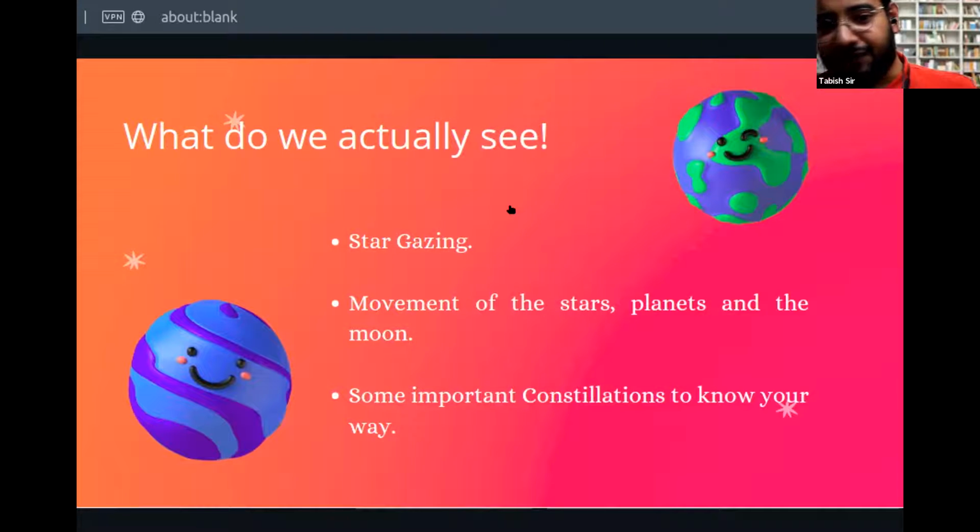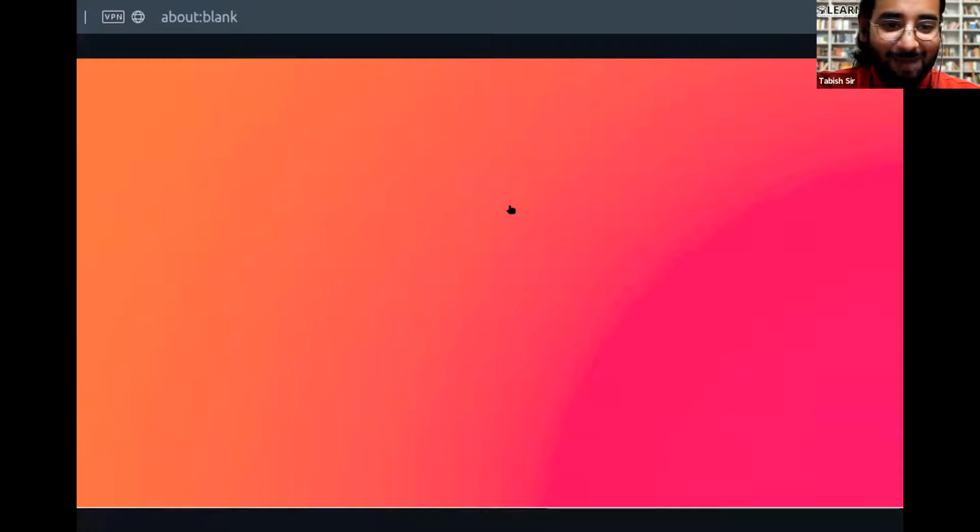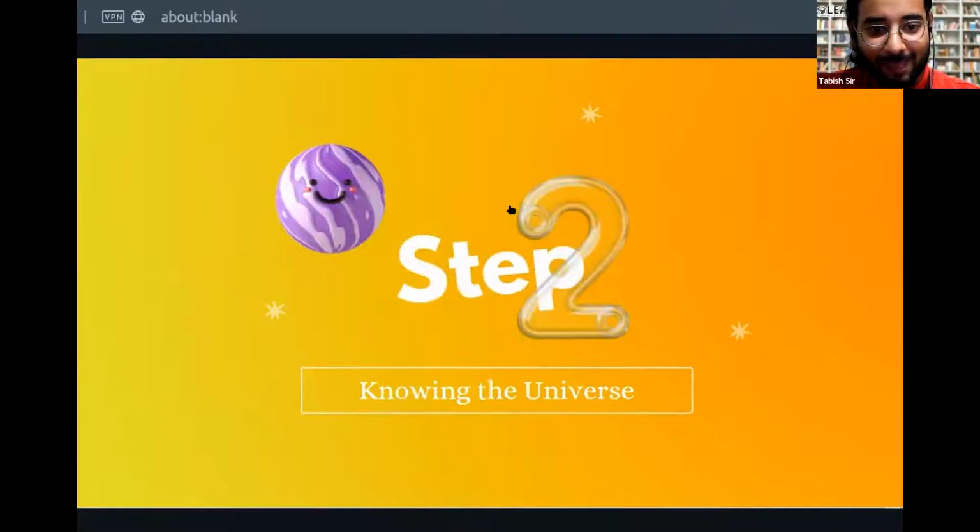So the first class will be related to stargazing, and then we'll move on to the movement of stars, planets, and the moon, and some important constellations to know your way. Constellations can also be used for many different things. For example, just checking your direction if you don't have a cell phone and if you're lost, just to know where north is from south. It might help you save your life. So there are some good things about knowing what is up there. Then step two, knowing the universe.